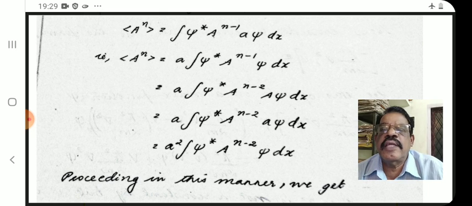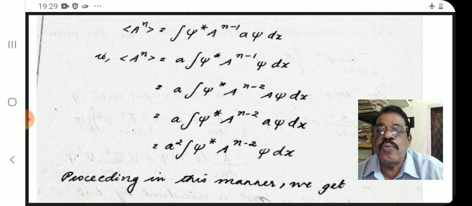The expectation of A raised to n is equal to the integral of psi star A raised to n minus 1, next A psi. A psi is small a psi, if the eigenvalue is small a. We can write psi star A raised to n minus 1 a psi dx. If A is an operator, its eigenvalue for the time being we write as small a, so A psi equals a psi. And this small a is a constant value, we can take outside the integral sign. So the expectation of A raised to n is equal to a times the integral of psi star A raised to n minus 1 psi dx.